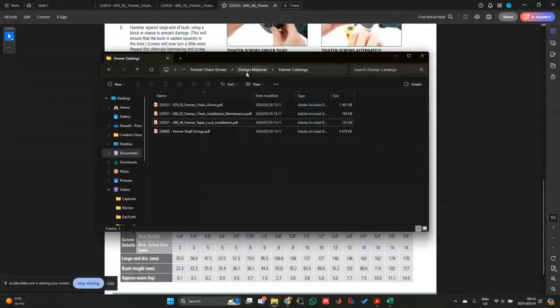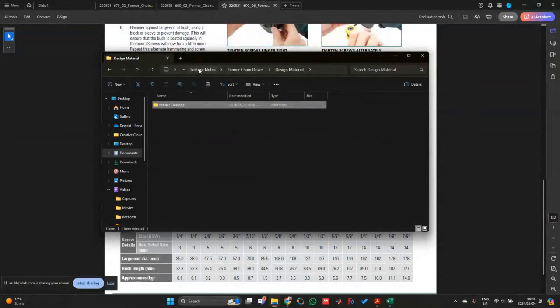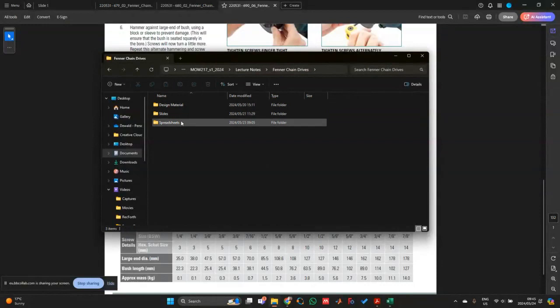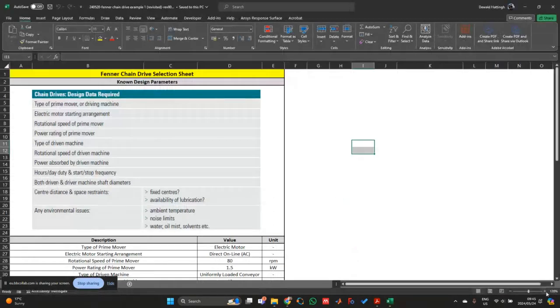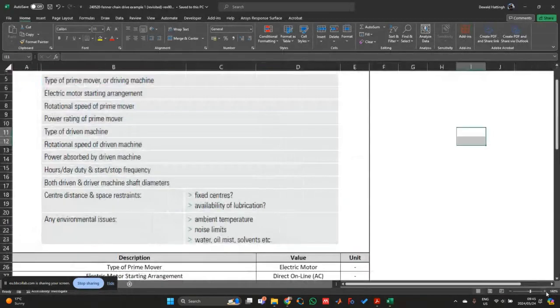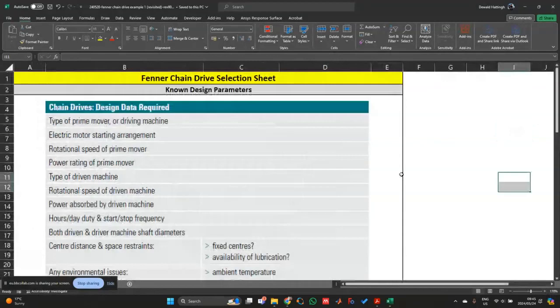Just another spreadsheet that I haven't uploaded yet, but I'll do that after today, is with regards to your chain selection criteria. So I've created this new Fenner Chain Drive example 1 spreadsheet. If we go to this one, and I zoom in a bit. Okay, so the chain drive selection sheet.